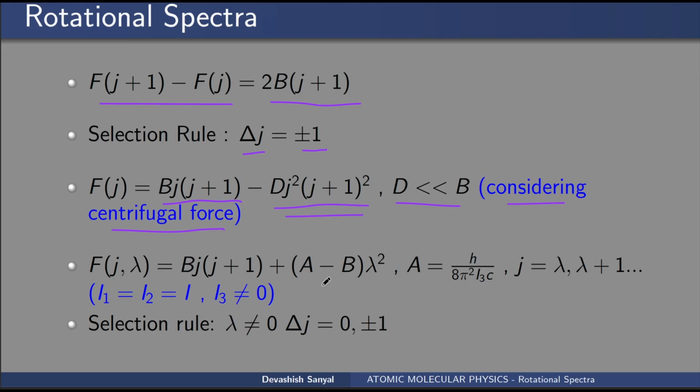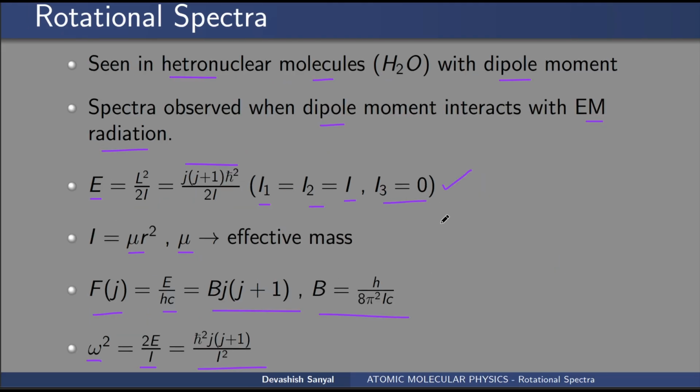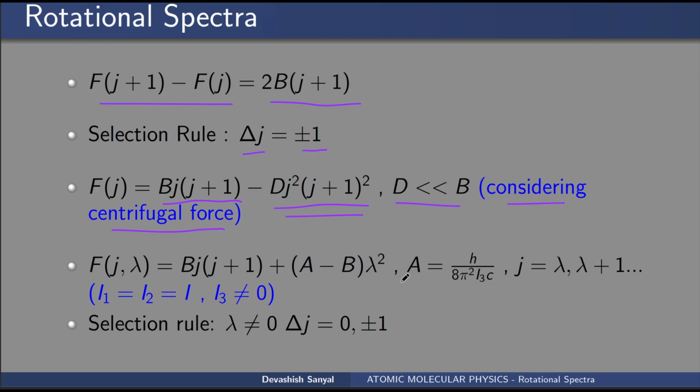Now we had talked about the rigid rotator. If instead of a rigid rotator we have something like a symmetrical top, where the moments of inertia along axes 1 and 2 are the same, equal to I, and the moment of inertia along the third axis is not 0 but has some finite value, then the energy, or the inverse of wavelength, will be defined by two quantum numbers, J and lambda.